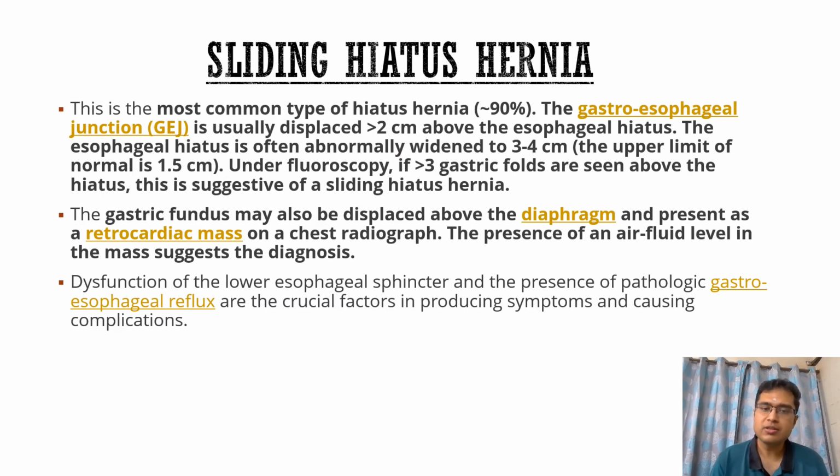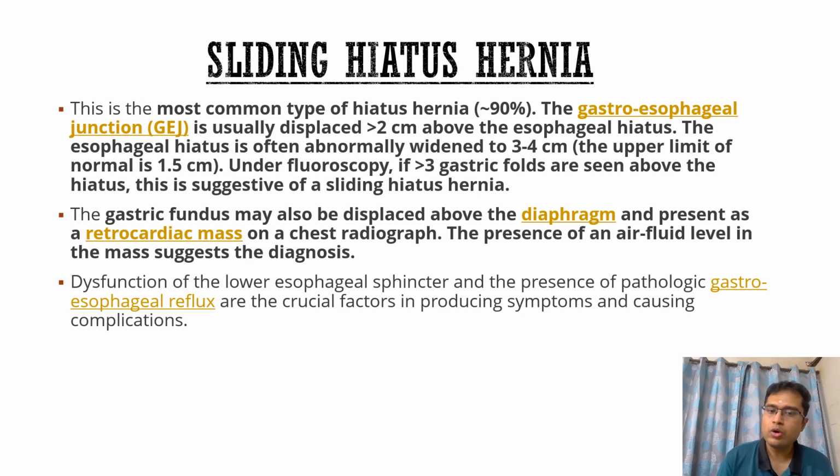Sliding hiatus hernia is the most common type of hiatus hernia. The gastroesophageal junction is usually displaced more than 2 centimeters above the esophageal hiatus, and the normal esophageal hiatus is often abnormally widened in such cases. In fluoroscopy, an important criterion is that more than 3 gastric folds are seen above the hiatus, suggesting sliding hiatus hernia. The gastric fundus may also be displaced above the diaphragm and present as a retrocardiac mass on chest radiograph. The presence of an air fluid level in the mass suggests the diagnosis here.